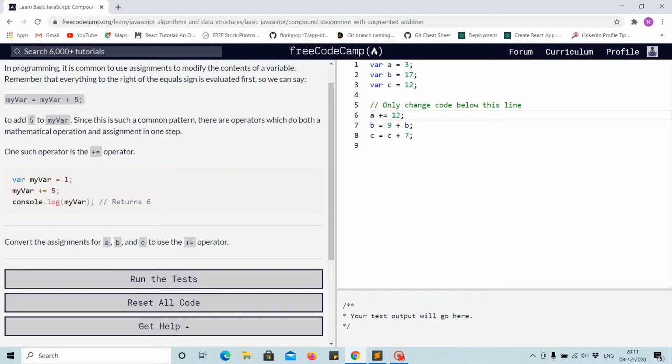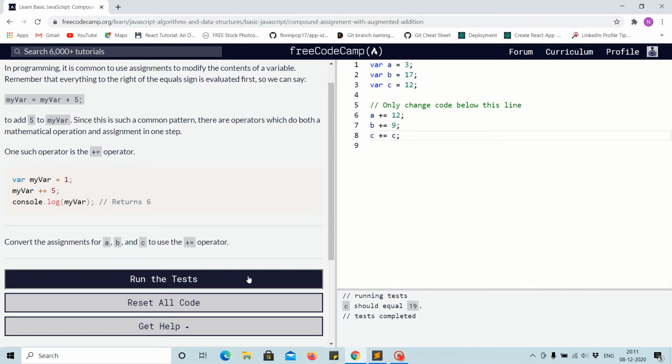A plus equals 12, and in this case 9 plus B, so we just have to remove this and here we add plus, and in a similar way C plus 7, remove it and add 7. So run the test.